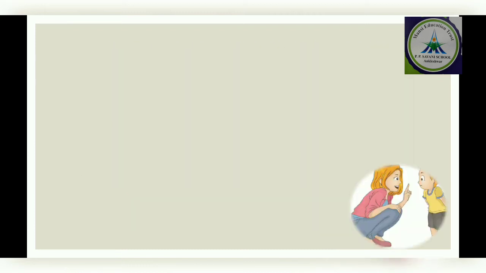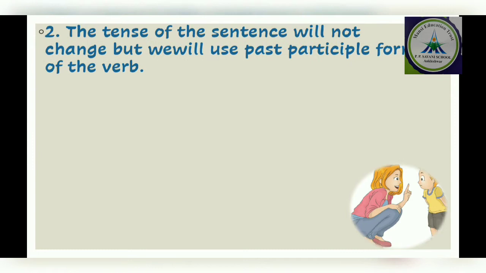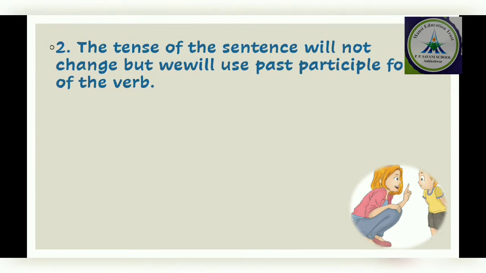Okay? So, other rules. The tense of the sentence will not change. When we change active to passive, the tense of the sentence will not change, but we will use the past participle form of the verb. This is very important because children often confuse active and passive voice with direct and indirect speech. In direct and indirect, the tense will change, but in active and passive, the tense will not change.